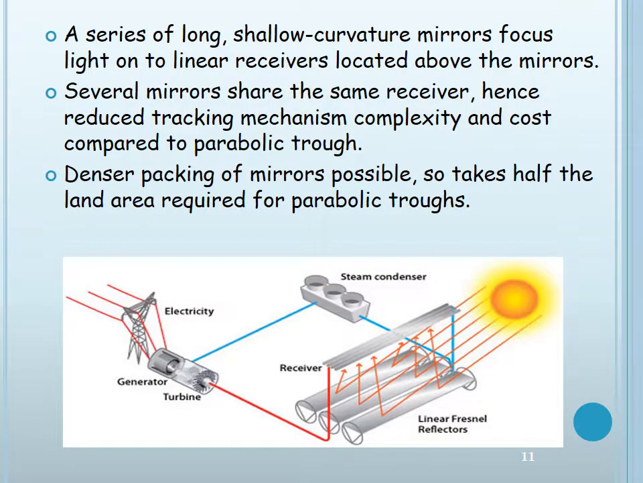So this is the image, and this is pretty similar to the parabolic trough, except that it uses long and shallow mirrors, and they don't have the tubes as you can see in the parabolic trough. Several mirrors share the same receiver, hence reduced tracking mechanism complexity and cost compared to the parabolic trough. They also allow denser packing of mirrors, so it takes half the land area required for the parabolic trough. So that's one of the advantages of the Fresnel.